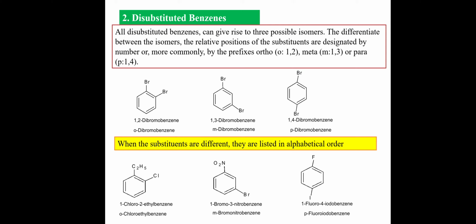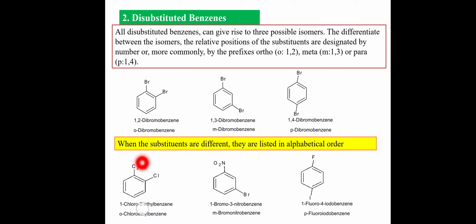In this way we can give the name to a di-substituted benzene. Next, most important, when the substituents are different, they are listed in alphabetical order. When the substituents are different, they are listed in alphabetical order. In the first example, the benzene has two substituents.